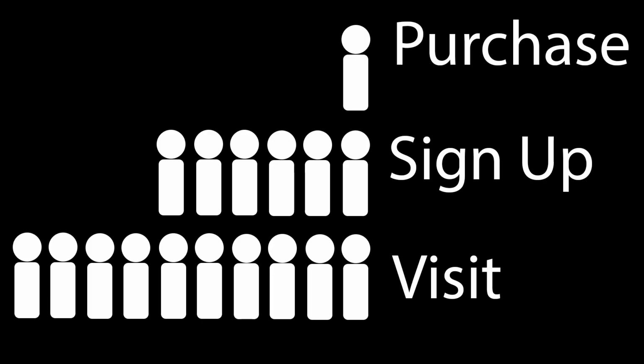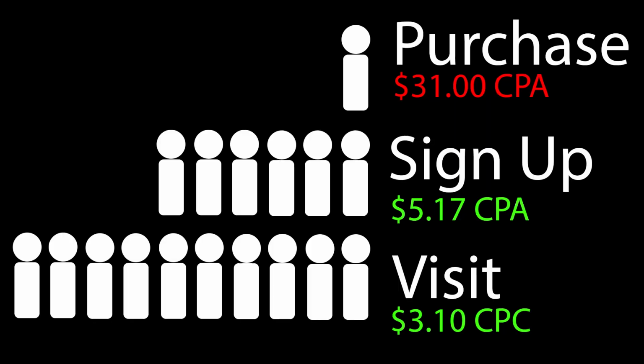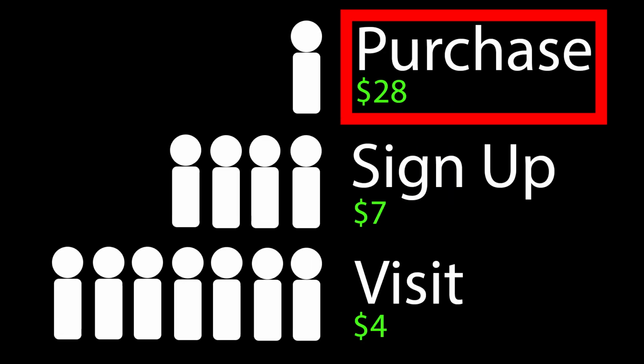So let's fast forward and pretend we started a campaign to maximize conversions and told Google to optimize for signups. We end up paying $3.10 per click, which is lower than $4, which is a good sign. And then we start seeing a $5.17 cost per acquisition, which is less than $7. So this is great news. We should be profitable, right? Well, when we look at the purchase CPA, we end up paying $31 for a sale, and it's only worth $28 to us. So it ends up being unprofitable.